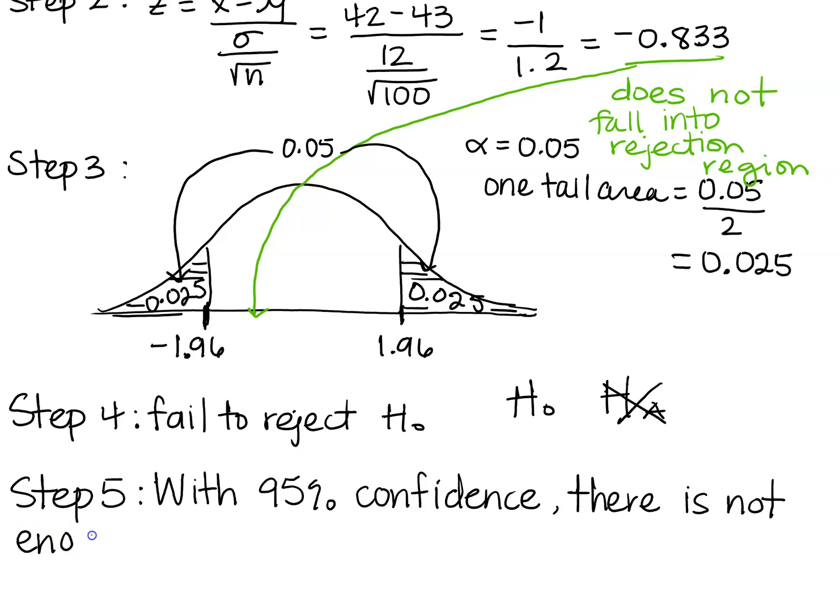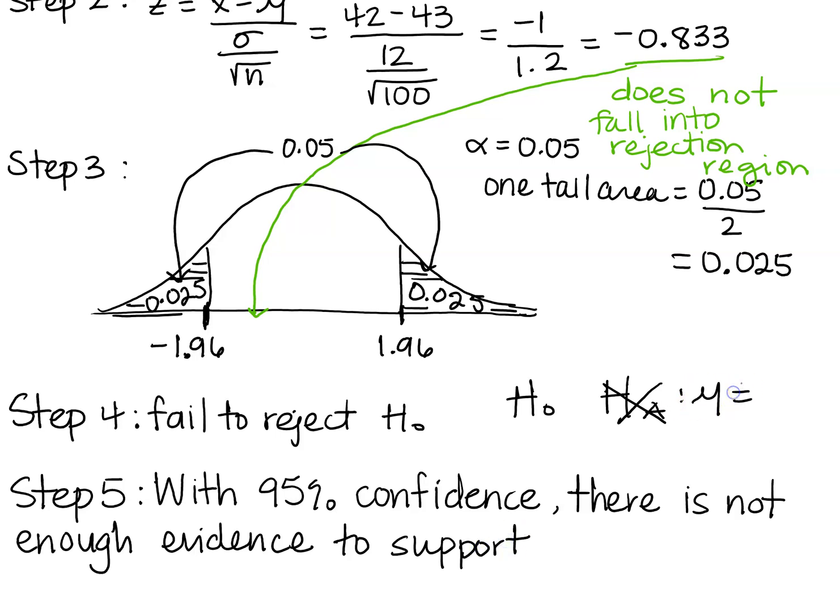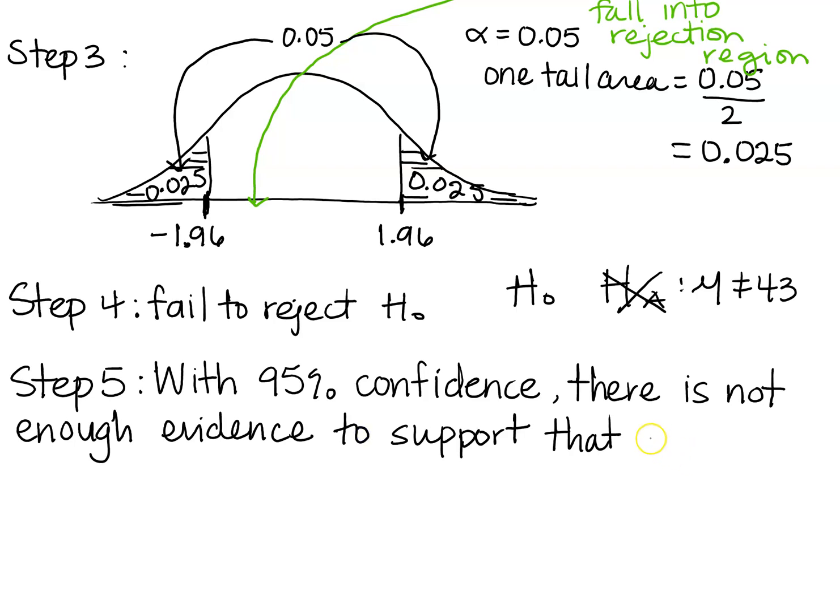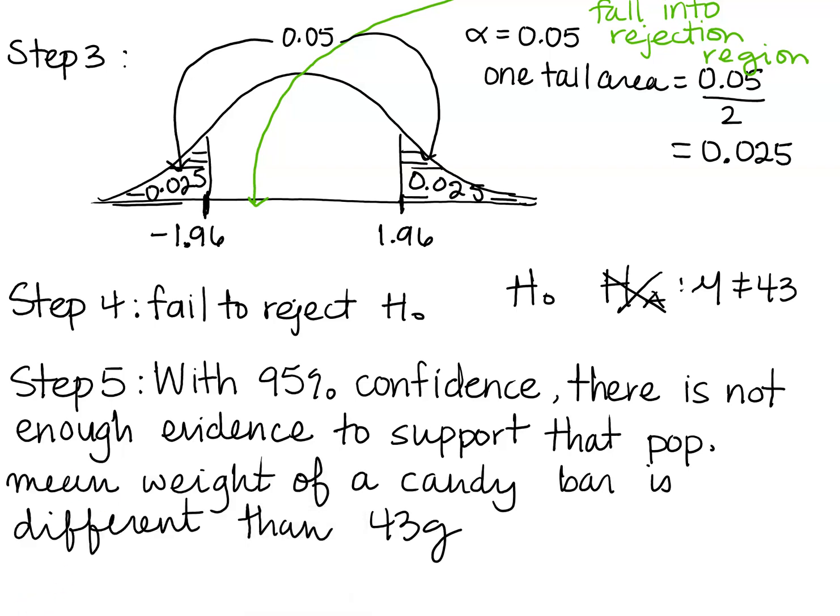So there is not enough evidence to support that the population mean weight of a candy bar is different than 43 grams, because that's what HA said. Remember, HA was that mu is not equal to 43 grams. So since we have rejected HA, we're saying there is not enough evidence to support that the population mean weight of a candy bar is different than 43 grams.